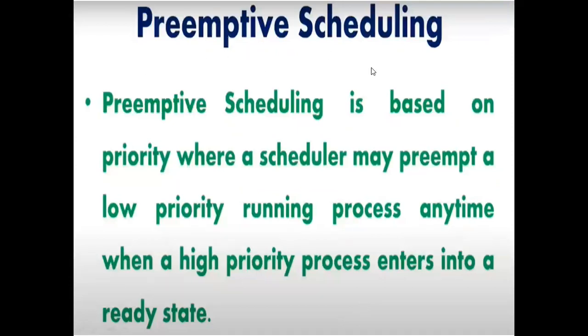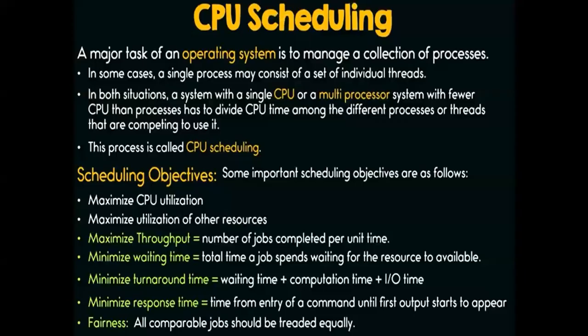Next, preemptive scheduling is based on priority. A scheduler may preempt a low priority running process anytime when a high priority process enters into the ready state. So always the preemptive scheduling will be carried out based on the priority. Whichever process has the high priority will enter into the ready state, and whichever process has low priority will be preempted for some time.